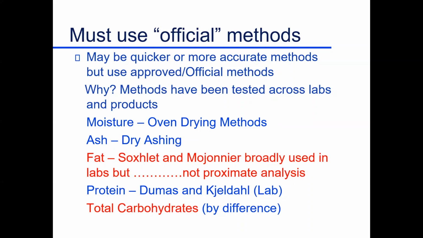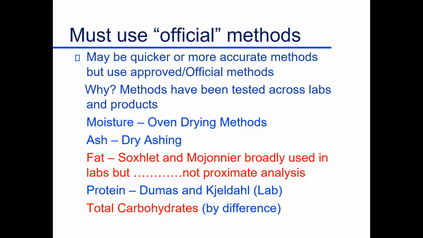Why? These methods have been tested across laboratories and across products. They're very broadly used and very broadly applicable. And so this suite of methods is largely fixed in choices. If you're looking for moisture content, most commonly it would be oven drying methodologies. Have you done moisture determination? Not yet? Okay. I expect oven drying will be one of the methodologies that you use. Dry ashing, yes or no? No? Okay.